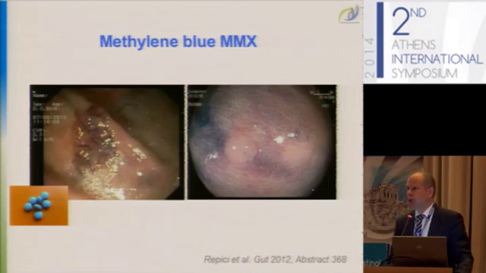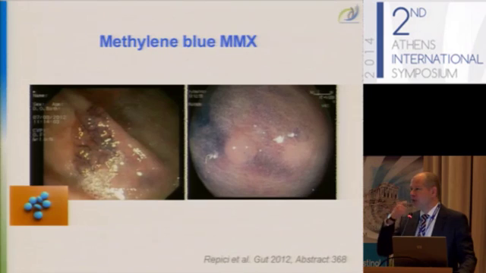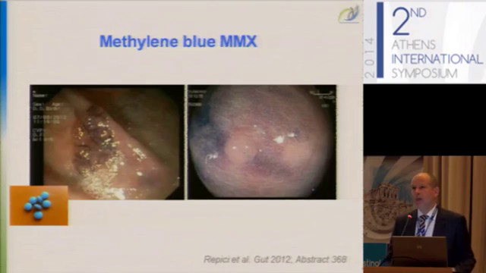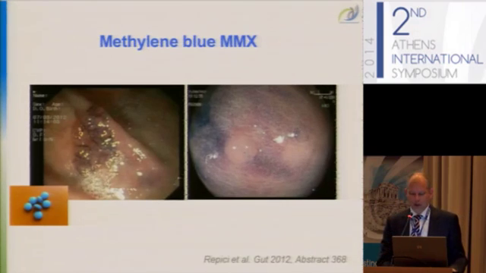But maybe in the future we do have pills and drugs, and there's a recent study where people ingest pills with the MMX technology, and then the pill is open, and then methylene blue is distributed over the colon prior to the colonoscopy during colon preparation.